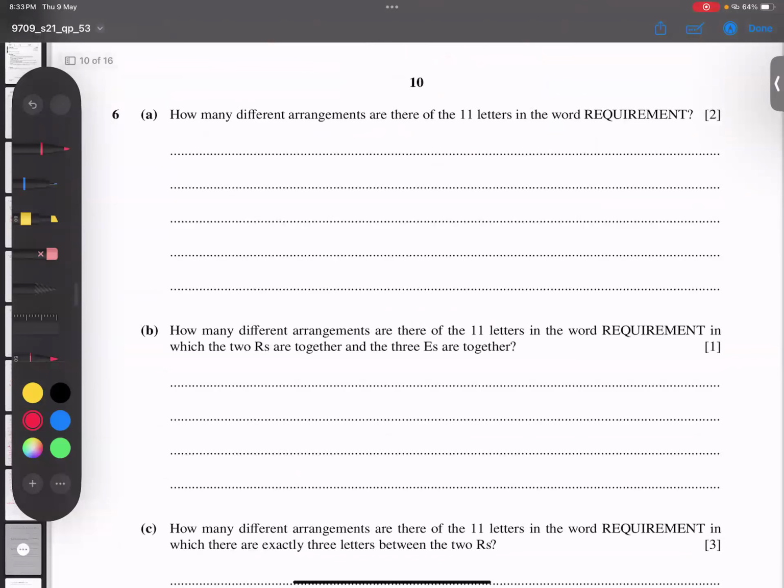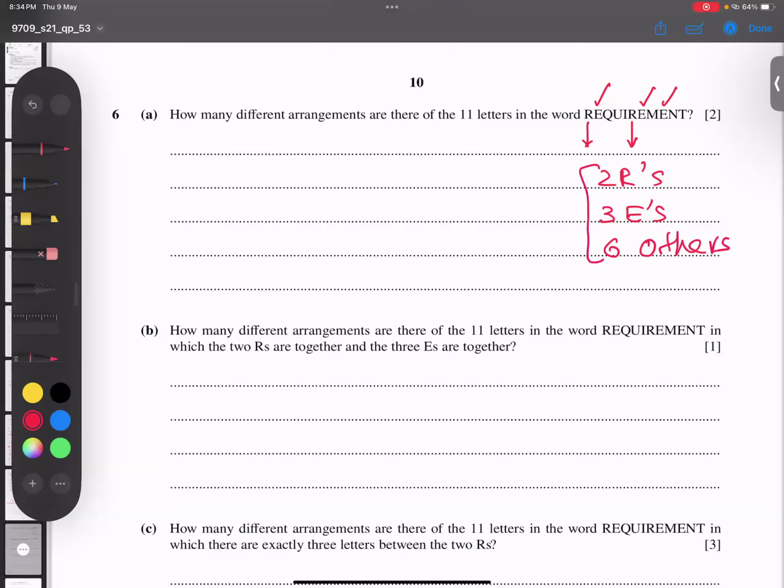Next question: how many different arrangements are there of the 11 letters in the word REQUIREMENT? These kind of questions, students, first of all you must know how many repeating letters there are. This R, so we have 2 R's. How many E's? 1 E, second E, 3, so 3 E's. Let me check any other letter repeating. T one time, M one time, Q one time. Okay, so I think this is clear. And how many others? Out of 11, if you subtract 5, so 6 others.